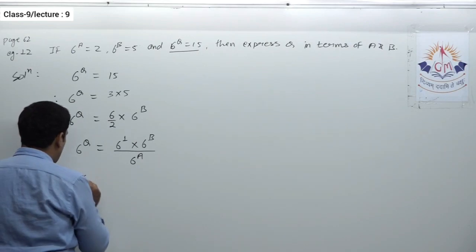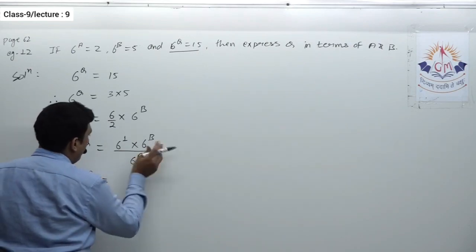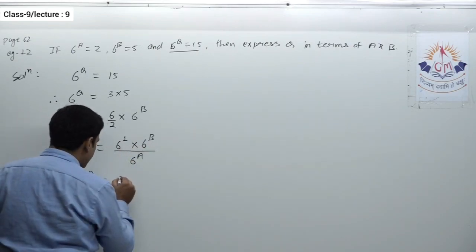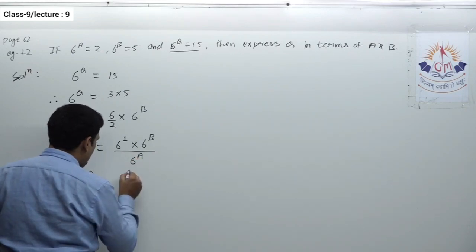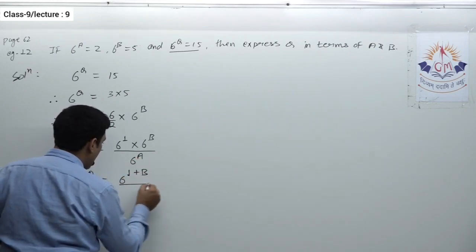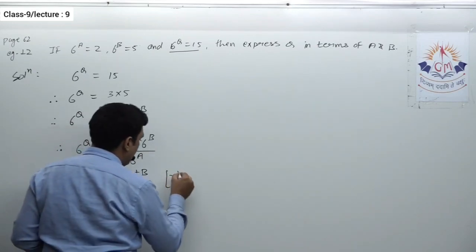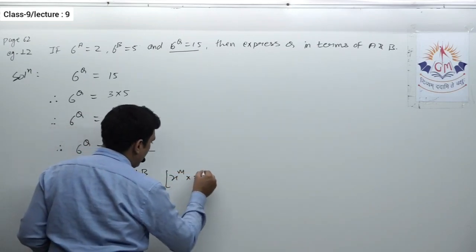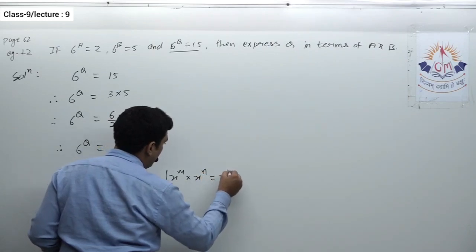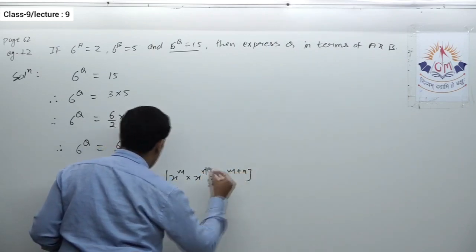Now I'll apply the laws. Here first of all I can apply the product law, so 6 raised to 1 plus b upon 6 raised to a. So here I can write that law, that x raised to m into x raised to n is equal to x raised to m plus n.